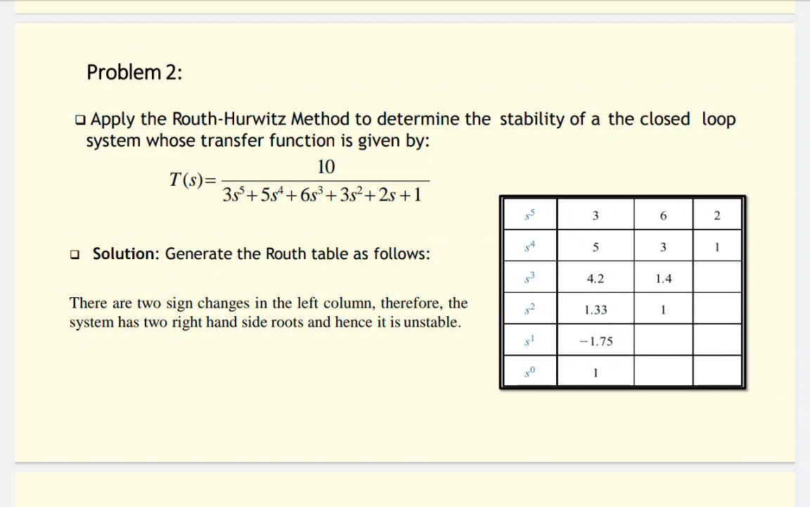Now another problem. Apply the Routh-Hurwitz method to determine the stability of the closed loop system whose transfer function is given by T of s is equal to 10 by 3s to the power 5 plus 5s to the power 4 plus 6s cube plus 3s square plus 2s plus 1.